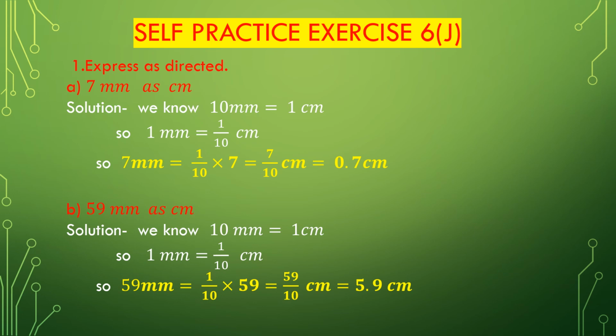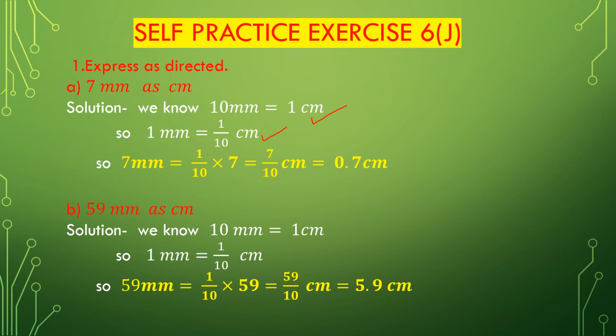Now we solve question number 1. Question number 1 is express as directed. First bit A is 7 millimeter as centimeter. We have to convert 7 millimeter to centimeter. We know 10 millimeter is 1 centimeter. So 1 millimeter will be 1 divided by 10 centimeter. 1 divided by 10 is 0.1 centimeter.